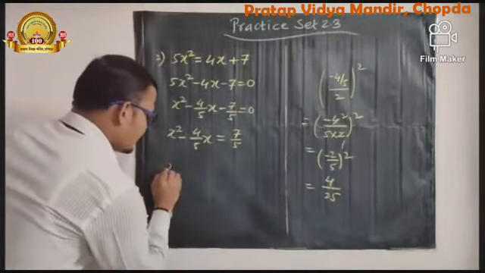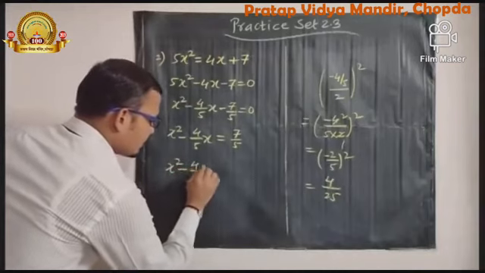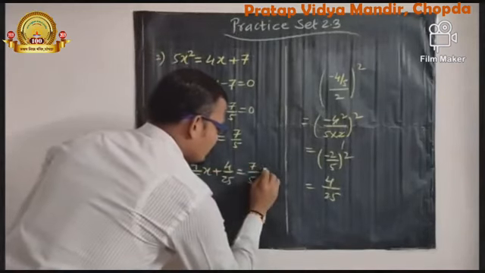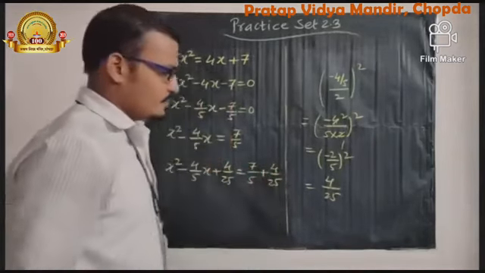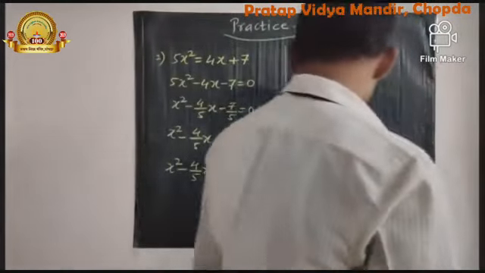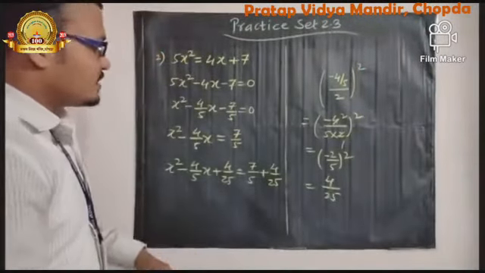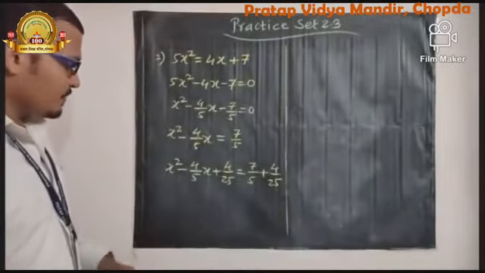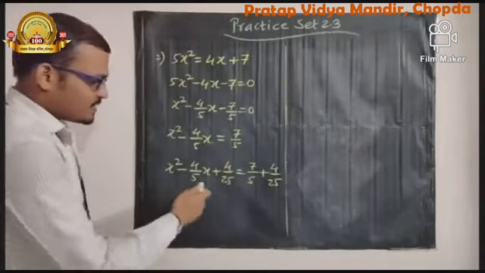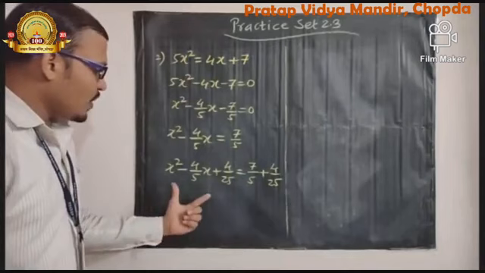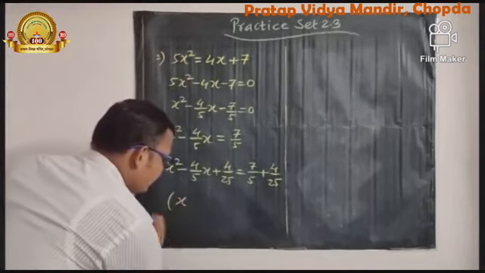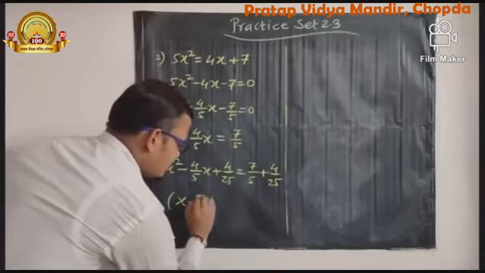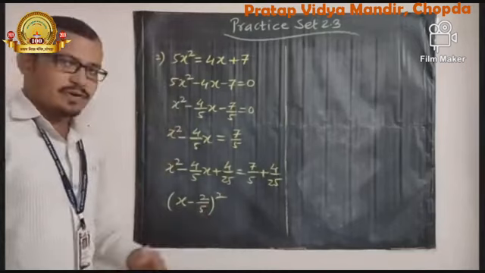So let us add 4/25. x² - (4/5)x + 4/25 is equal to 7/5 + 4/25. Now you can easily solve this LHS as well as RHS. What we have to do here, clearly this LHS is nothing but the square of the term x - 2/5. So we can write this as (x - 2/5)².